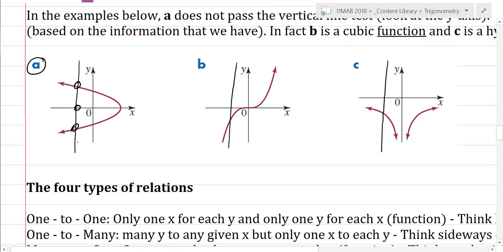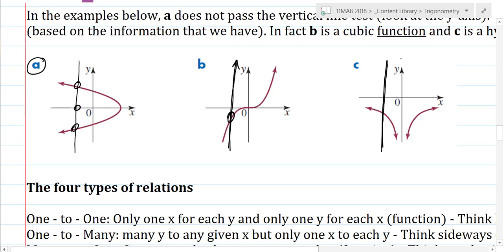It doesn't pass the vertical line test. This one over here does. That's not a very vertical line, I know, but it only has one coordinate. For every vertical line I could draw on that cubic, there was only one coordinate for x and y where they meet. And the same over here. For every vertical line, there was only one coordinate.